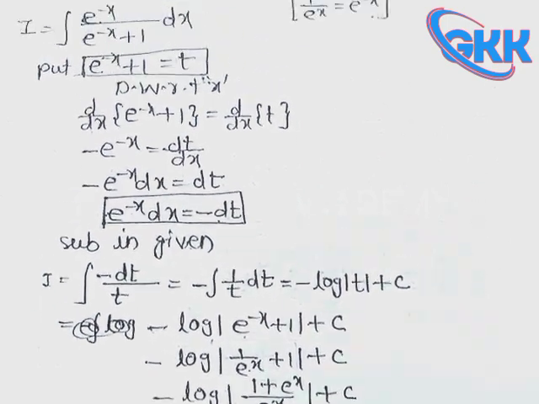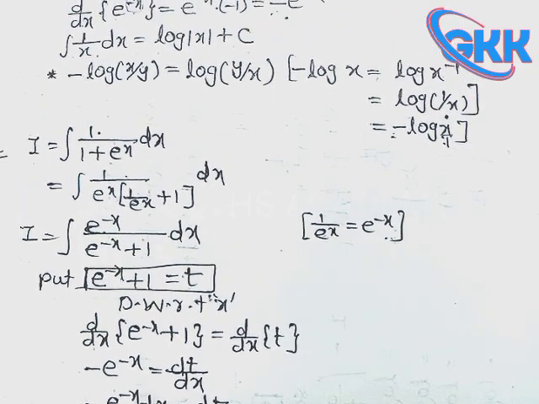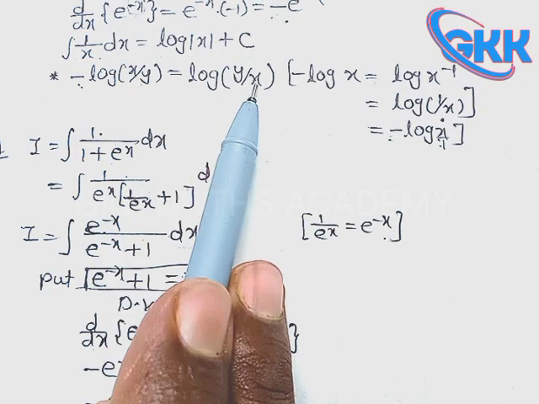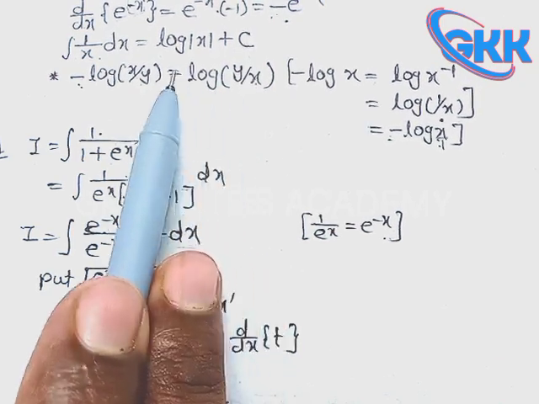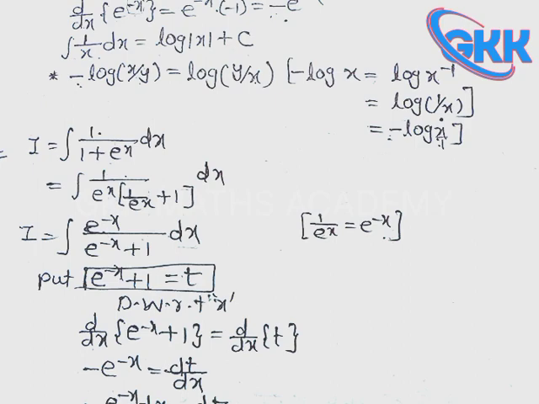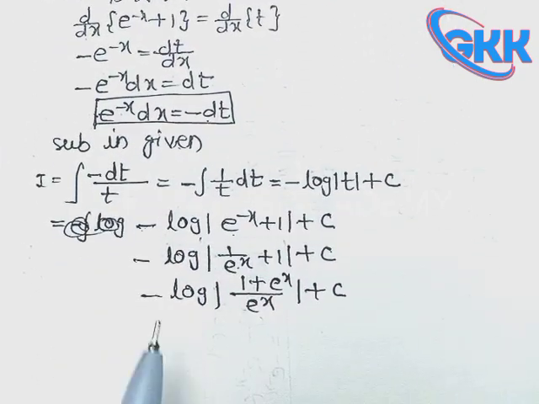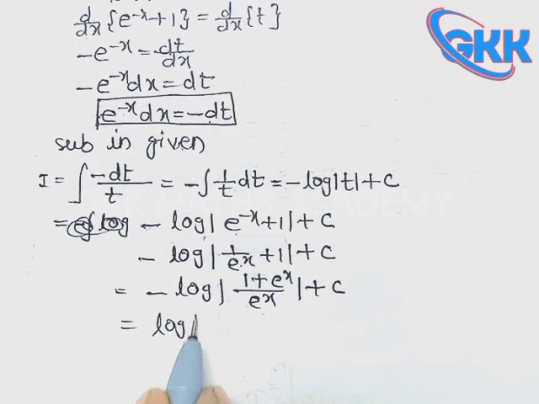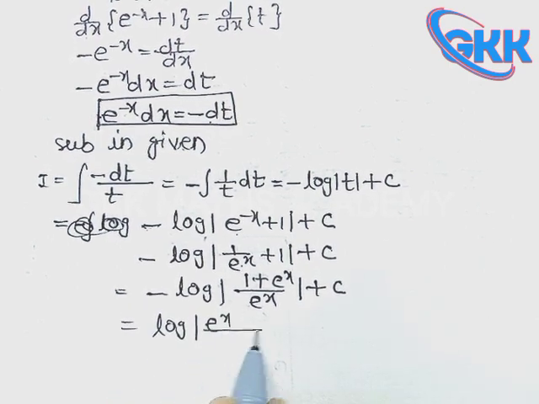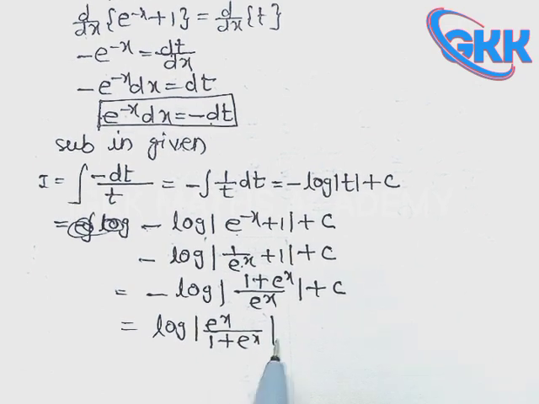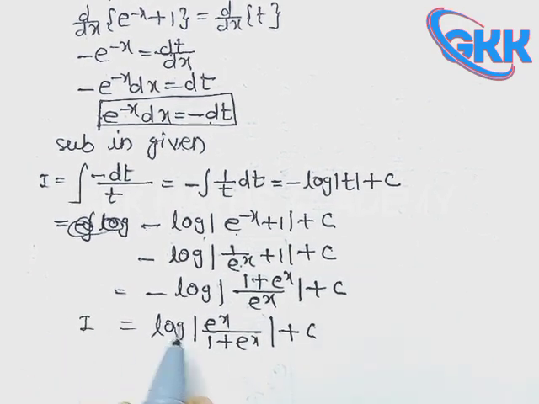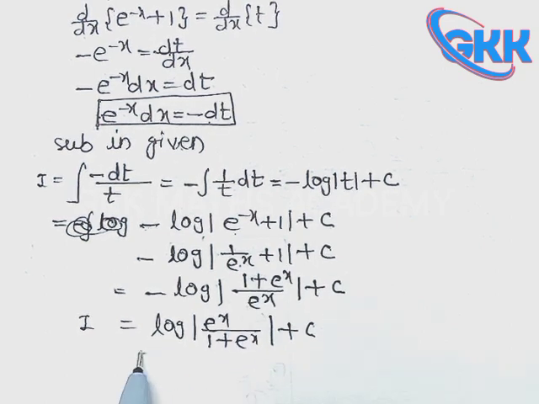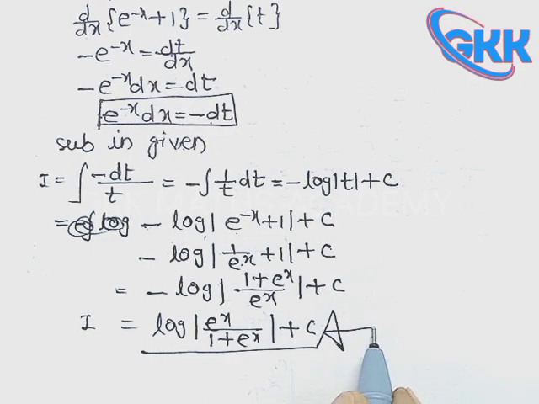So just now we discussed that in the logarithm, if minus is there in front of the logarithm, the numerator will be denominator, denominator will be numerator. If we interchange, then minus will be plus. So here minus is there now, so I am going to interchange: log mod e power x upon 1 plus e power x plus c. When you interchange, the minus will be plus. See that? Numerator, denominator, denominator, numerator. This is our final answer.